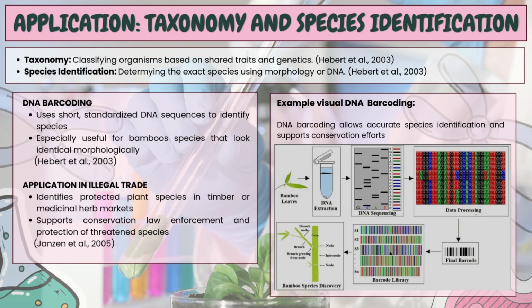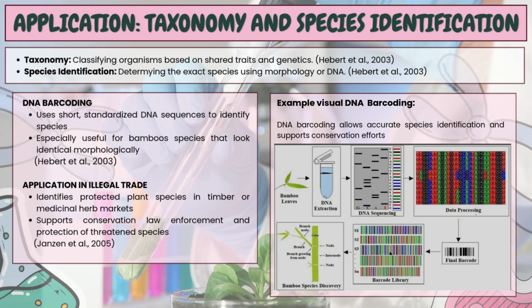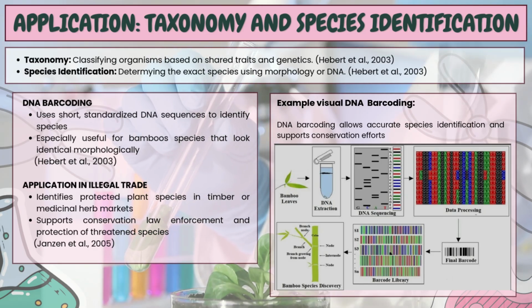Here, we have a visual representation of DNA barcoding. Each color bar represents a short DNA sequence, which acts as a unique genetic signature for a species. By comparing this barcode with reference databases, scientists can accurately identify the species, even from small or processed samples. This simple tool has become a critical part of modern taxonomy and biodiversity conservation, helping us to both understand and protect the natural world.